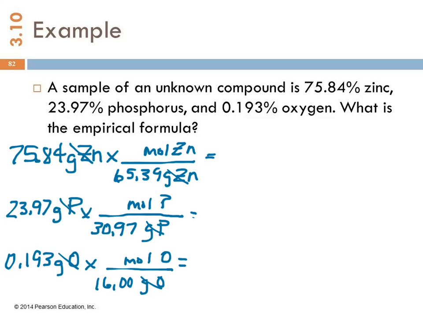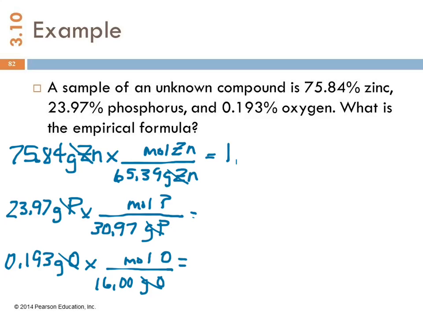75.84 divided by 65.39. When you're doing empirical formulas, you definitely want to carry extra significant figures. You do not want to over-round. Rounding errors here will give you the wrong formula. All the significant digit stuff ends up disappearing at the end, so you don't even have to keep track of it at all. But just carry some extras. Here we've got 4 and everything, so I'm going to write down 6 just to be safe.